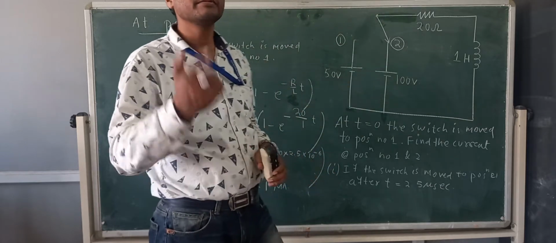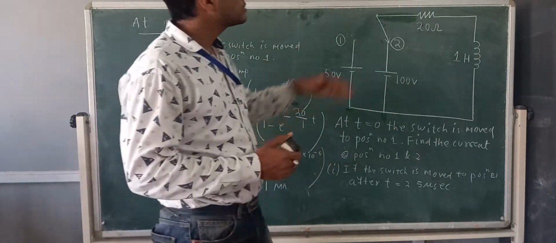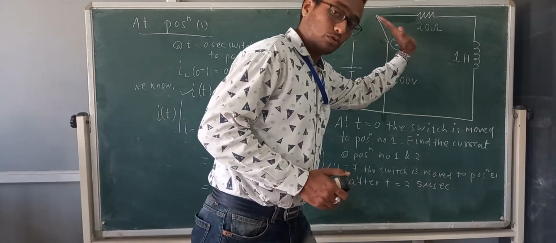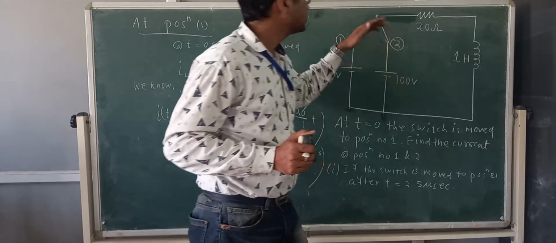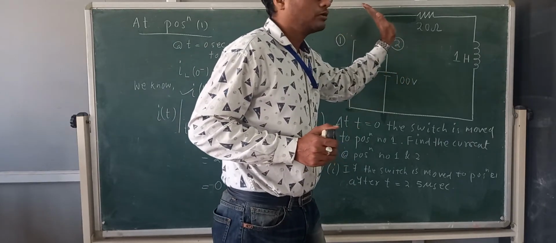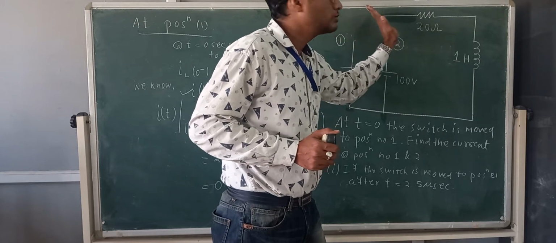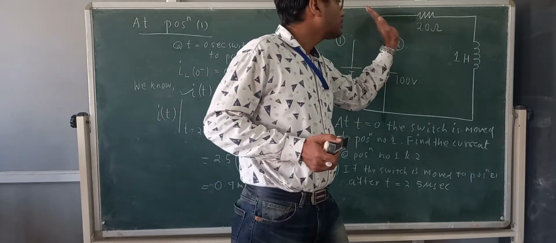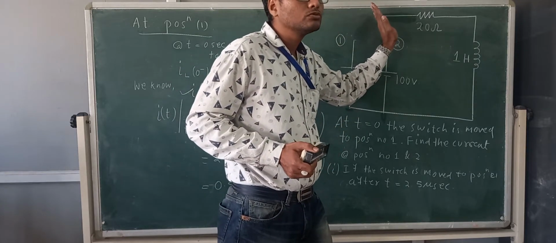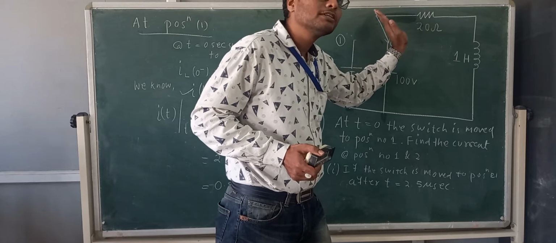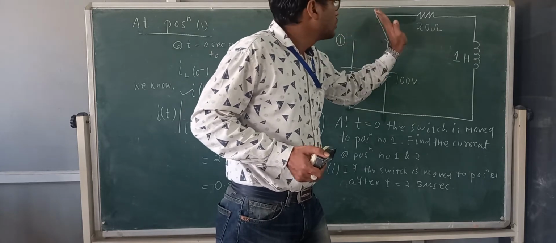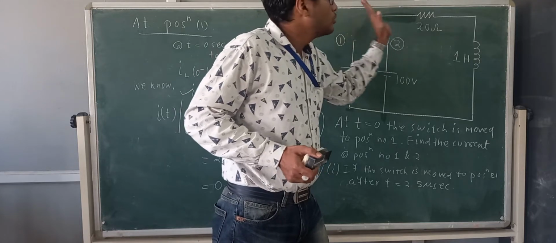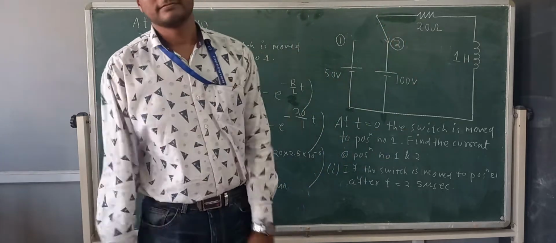Why am I finding this? Because when the switch is moved from position number 1 to position number 2, before the switch moves to position number 2, I have to find the initial current. Before it is connected to position number 2, it was connected to position number 1. So whatever current is flowing in the circuit at position number 1 will be the initial current at position number 2. Yes.